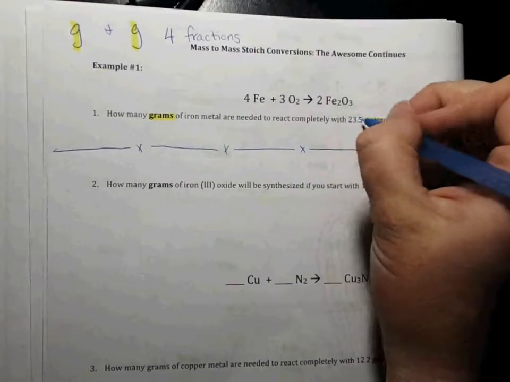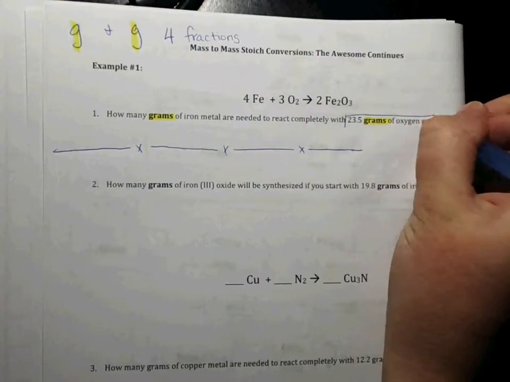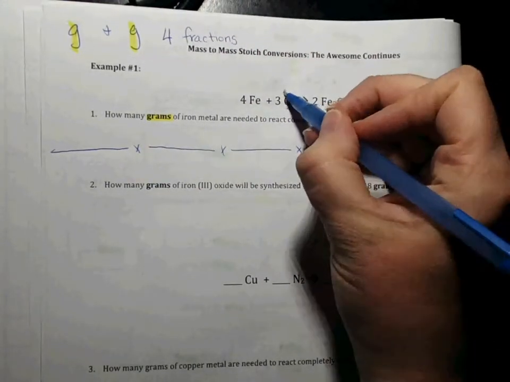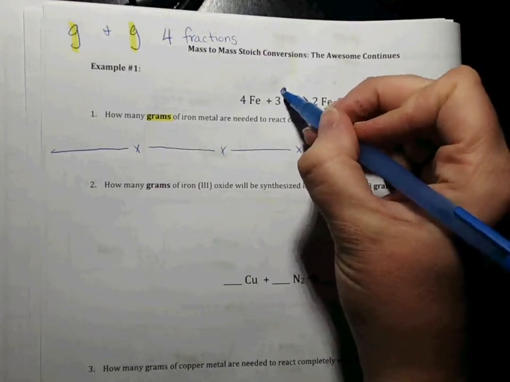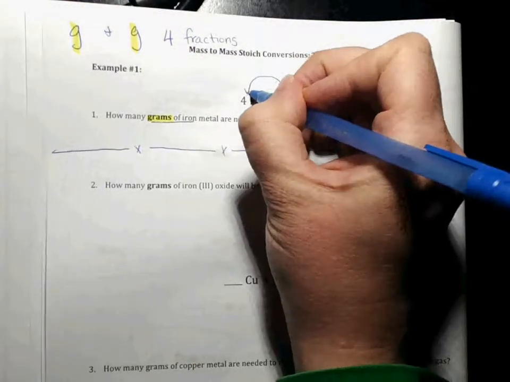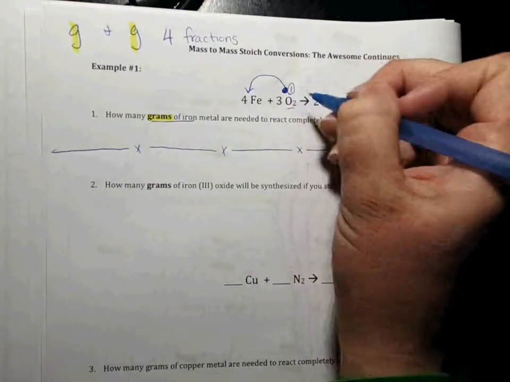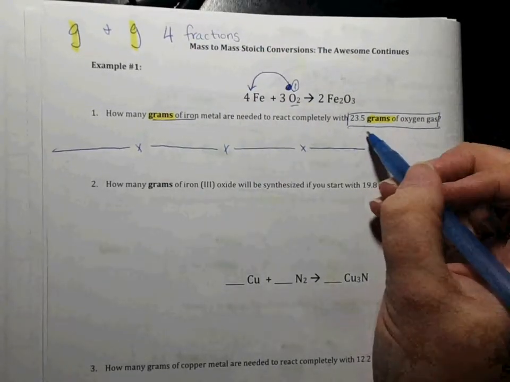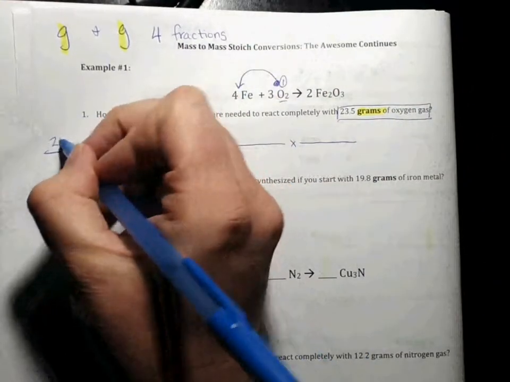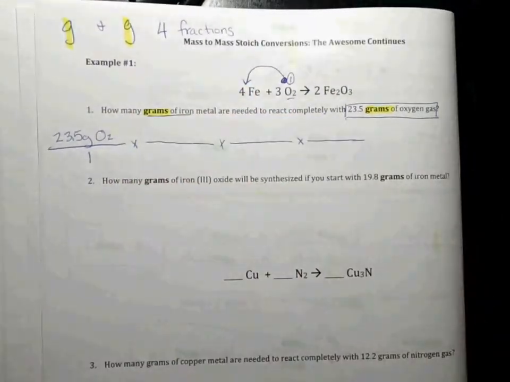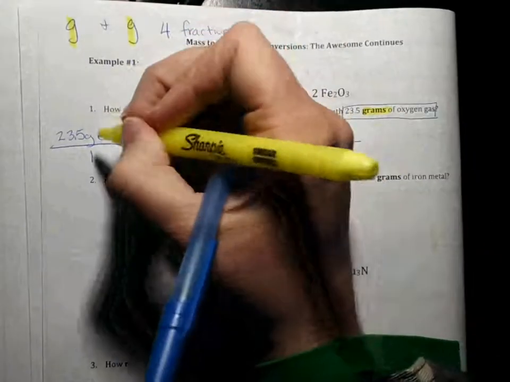Next, if we look at this problem, 23.5 grams of oxygen gas. Oxygen gas is this O2 right here. So that's where my bridge is going to start for this problem. They're asking me about grams of iron, so I'm going to point my bridge over at iron. This is my bridge for problem 1. The number they gave me, the given, 23.5 grams of O2, goes over 1 at the beginning of my problem.